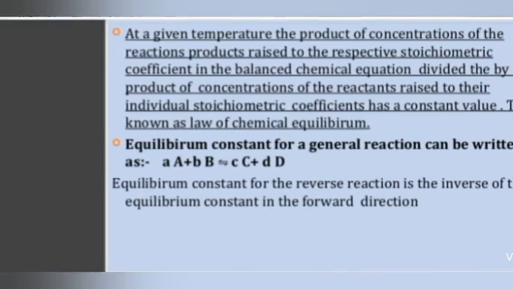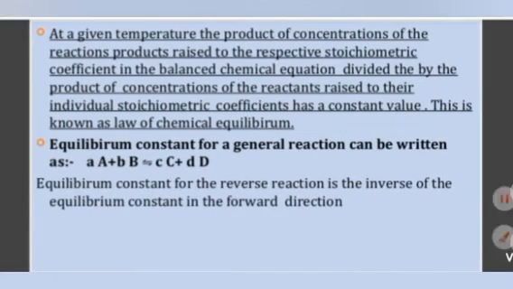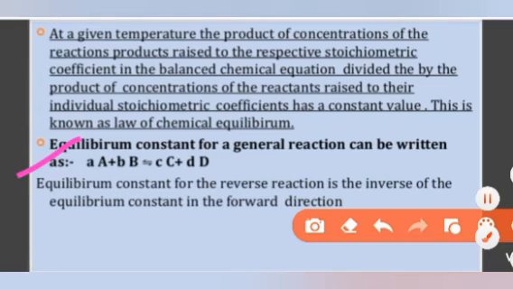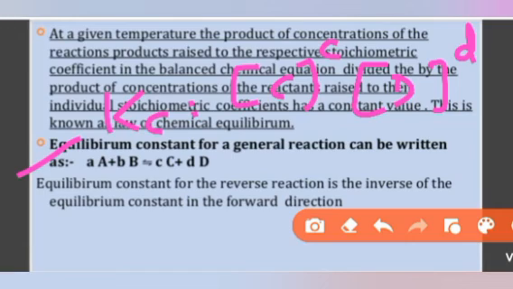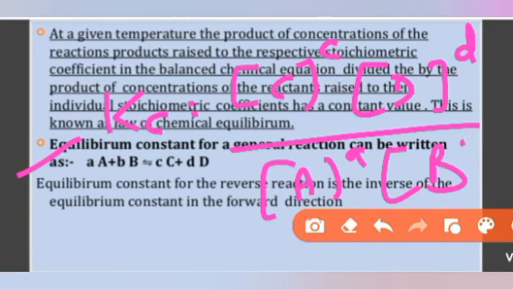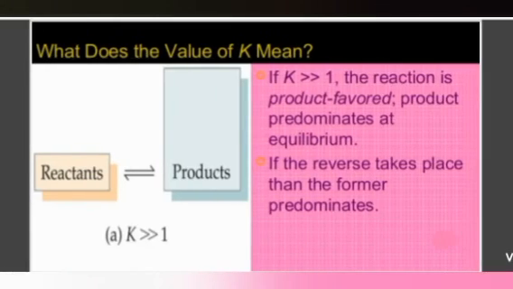The equilibrium constant for a general reaction aA plus bB giving cC plus dD can be written like this. Kc can be written as the molar concentration of C to the power small c, D to the power small d, upon A to the power small a and B to the power small b, because a and b are the coefficients.